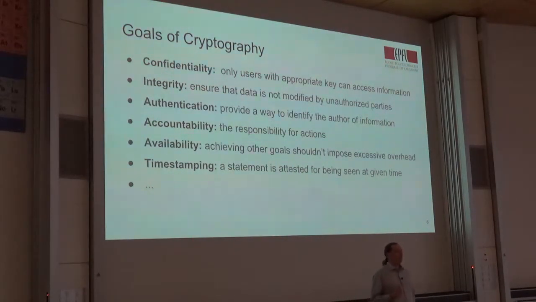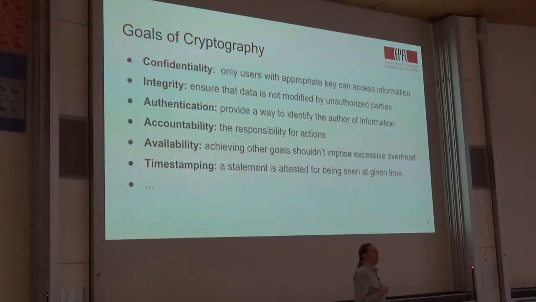Then there's authentication, ensuring that the source, the origin of some data, is who or the system or person you think it's supposed to be. Accountability, namely, if something goes wrong, can you find who's to blame or what system is to blame? Can you trace back what went wrong if something goes wrong?